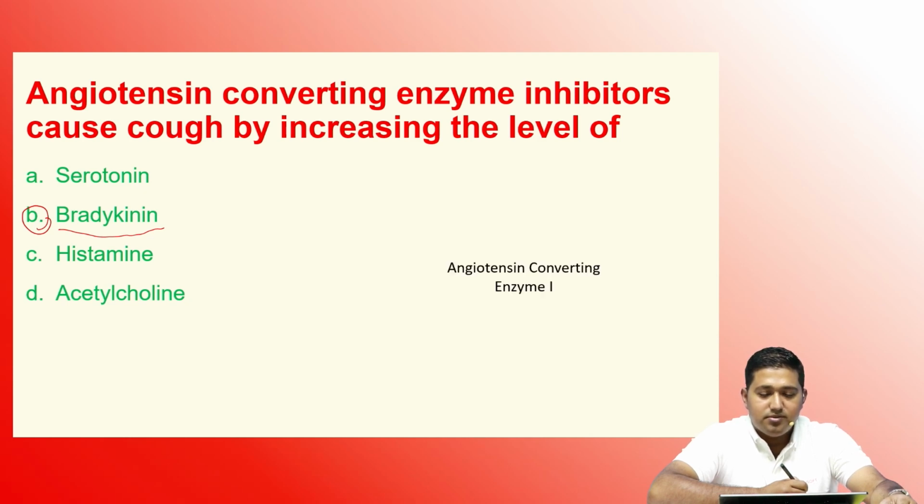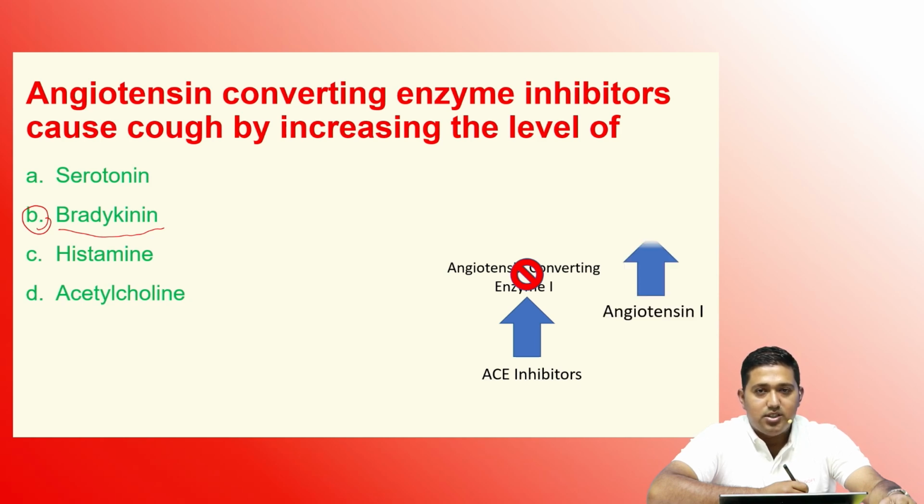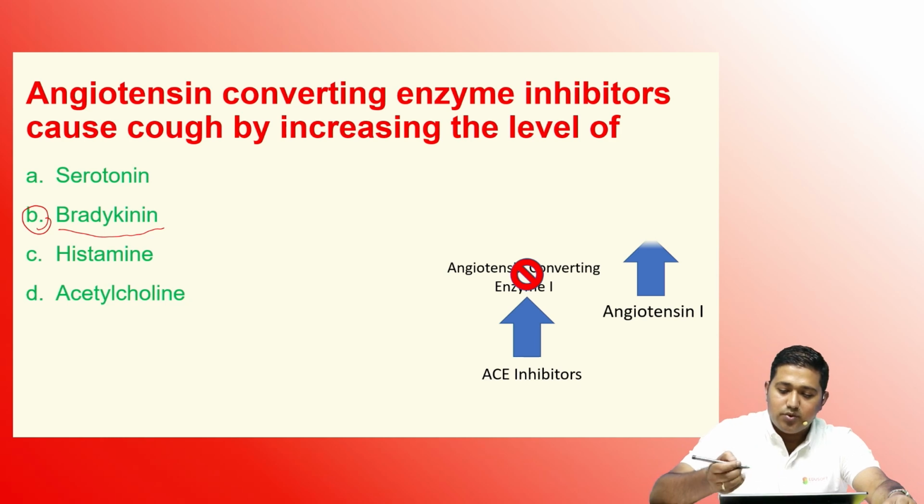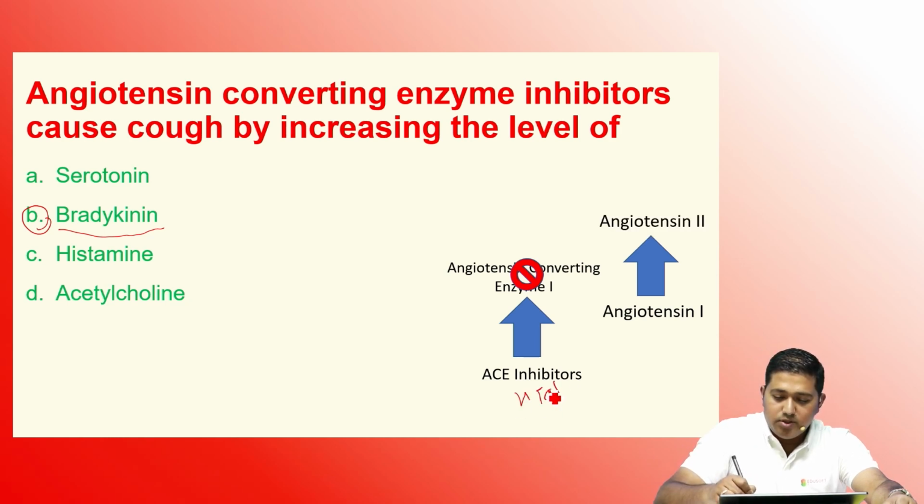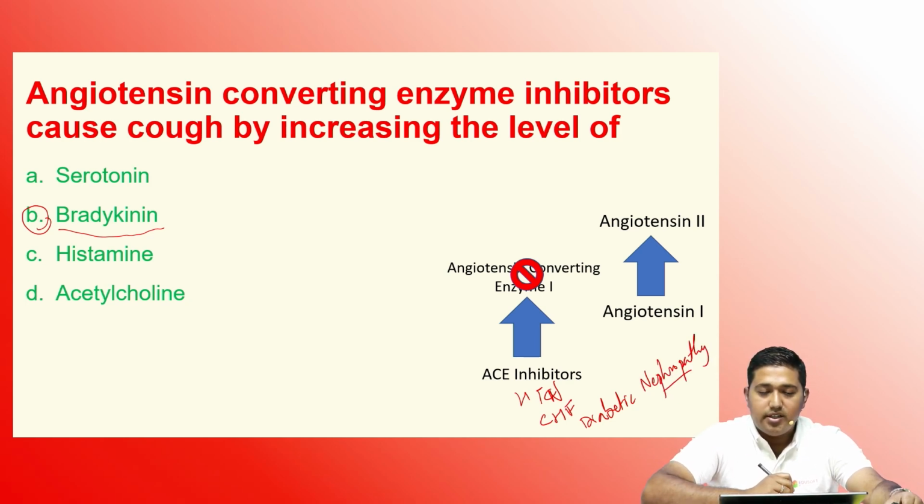ACE inhibitors are known to inhibit an enzyme called angiotensin converting enzyme 1. Okay, so what is the normal use of this ACE enzyme? It converts angiotensin 1 into angiotensin 2. What is the use of ACE inhibitors then? They are commonly used for the treatment of hypertension, congestive heart failure, and diabetic nephropathy. These are the three main indications of ACE inhibitors.